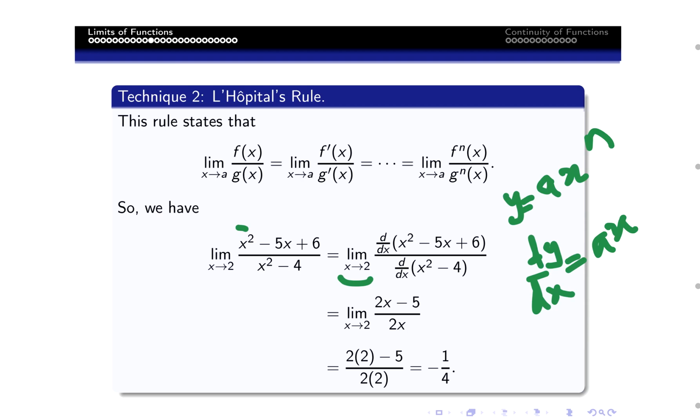So 2 times 1 is 2. Then you have x power 2 before, so it becomes power 1. Minus 5x is like 5x raised to power 1. So if you differentiate this, you have 5 times 1, that's 5. X raised to power 1 minus 1 is 0, and anything raised to power 0 is 1. That's why this ends up being 5.